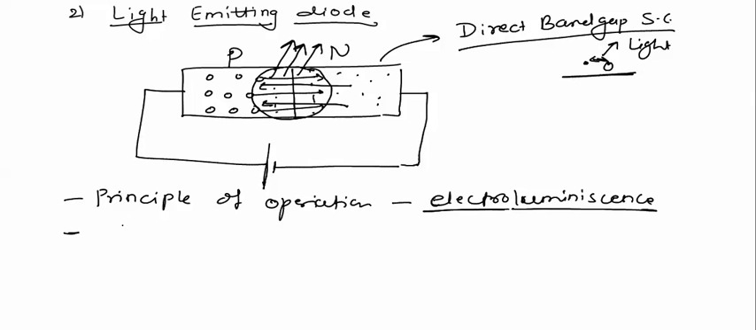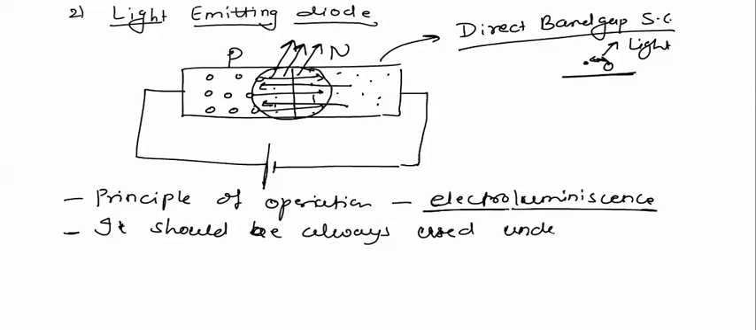Second important point about this diode, it should always be used under forward bias. We cannot use this diode in reverse bias, because in reverse bias there are no charge carriers available to cross the junction. Yes, there are some minority charge carriers which cross the junction and will constitute a very small current, that is I naught, but the number of charge carriers in reverse bias is not sufficient to emit significant light. So it should always be used in forward bias.